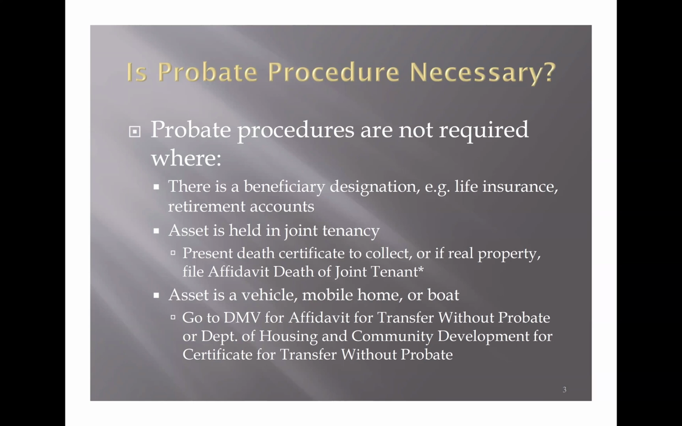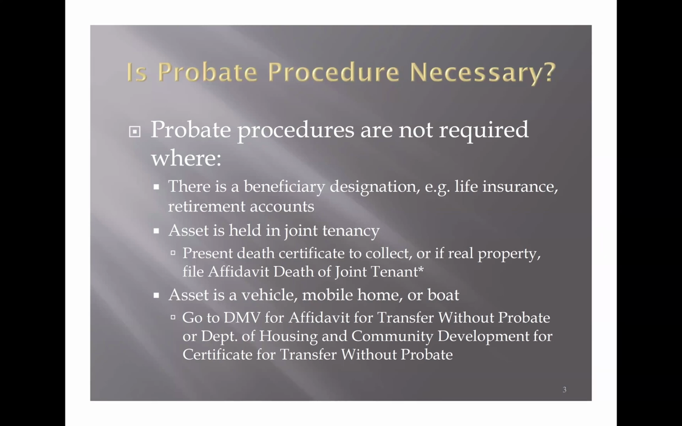For real property, you will need to prepare an affidavit of death of joint tenant. And this is one of the documents that you can download as a sample from the Kern County website. This is fairly easy to fill out, and you just fill in information about the deceased person, and you will attach a death certificate and then record that affidavit, and that will take the deceased person off the title of the real property.